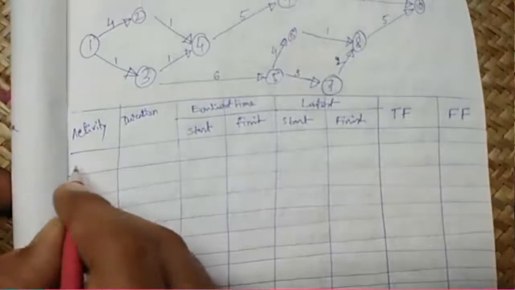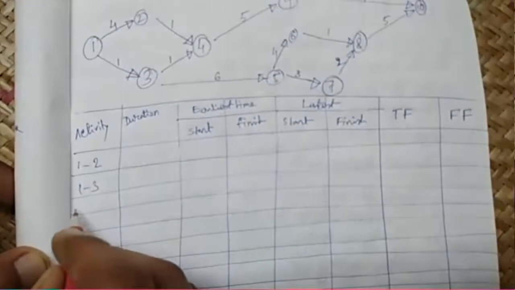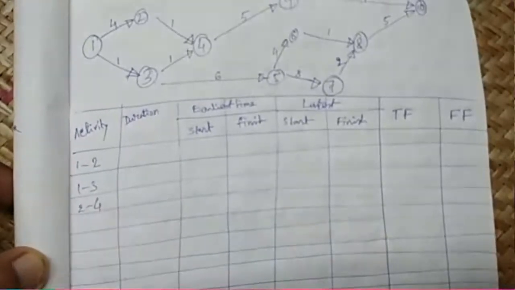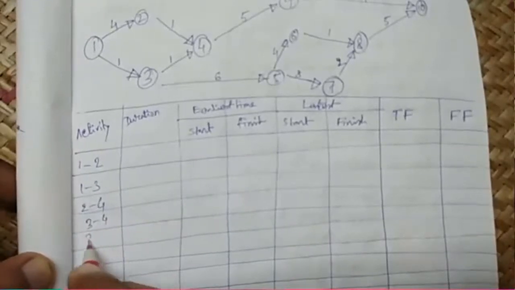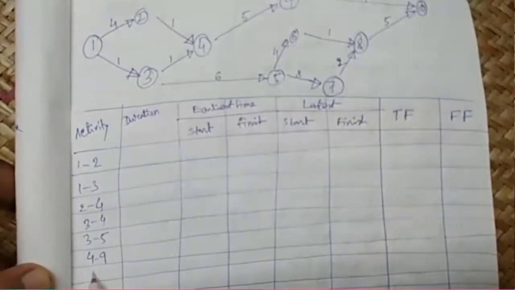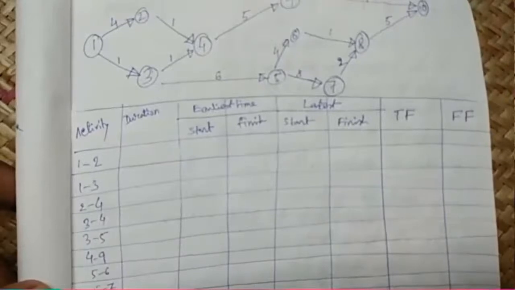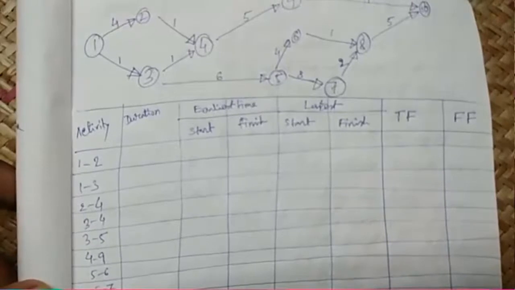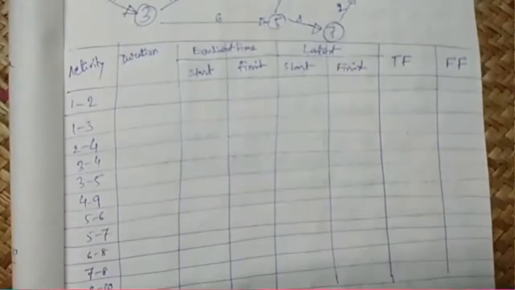Now here we will be writing out the activities: 1 2, 1 3, 2 4, 3 4, 3 5, 4 9, 5 6, 5 7, 6 8, 7 8, 8 10, and 9 10. These are all the activities. We will list them up.